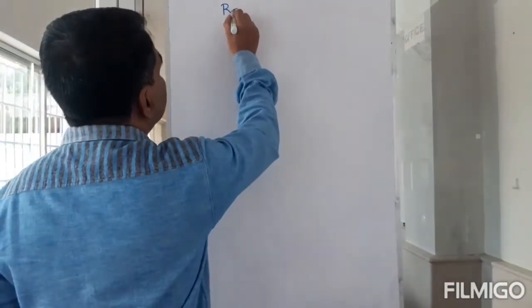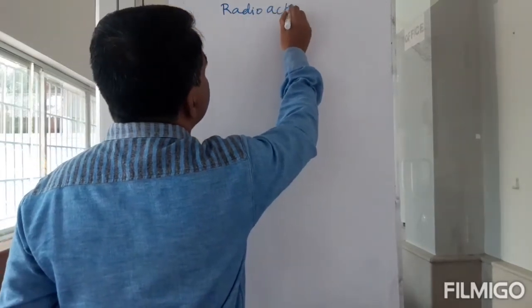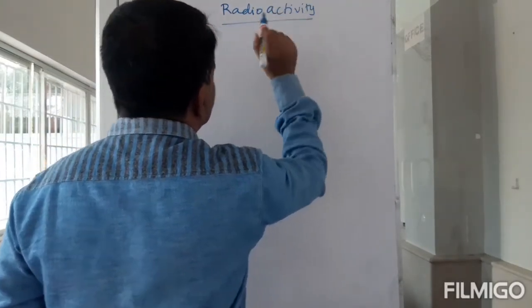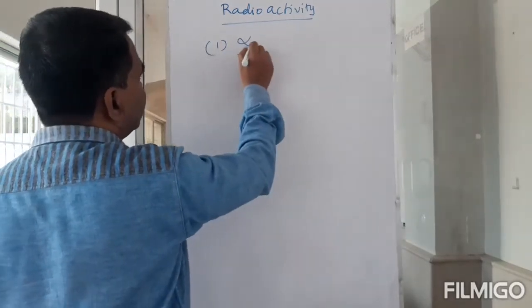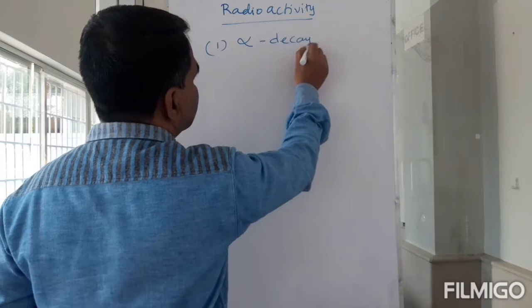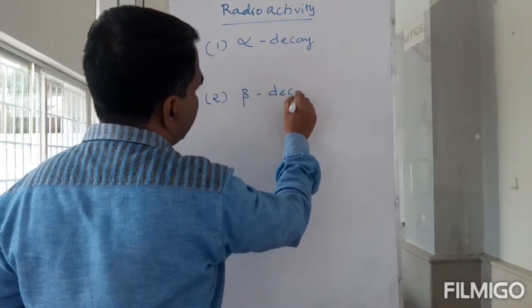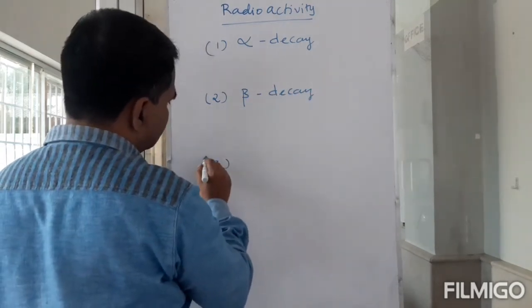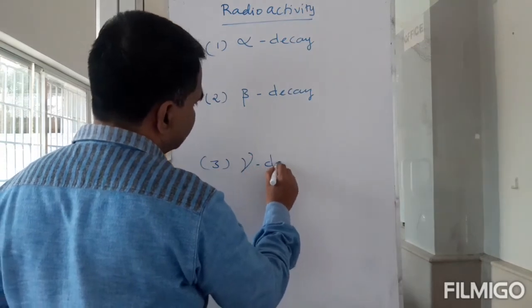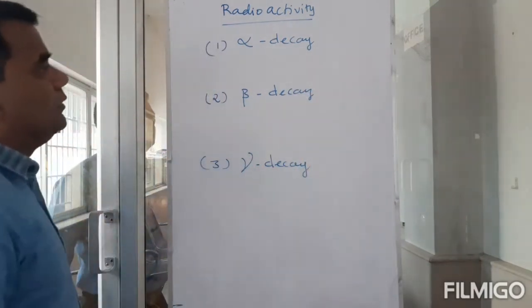So as I said, there are three types of radioactivity. One is alpha decay, and then beta decay, gamma. Alpha, beta, gamma. So it's very easy. So radioactivity has three types. One, alpha decay. Second, beta decay. And then third is gamma decay. So there are three types of radioactivity that happen.